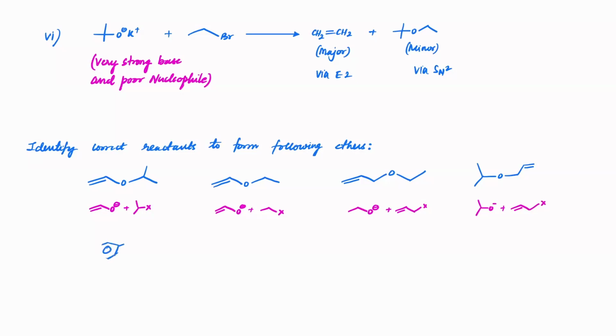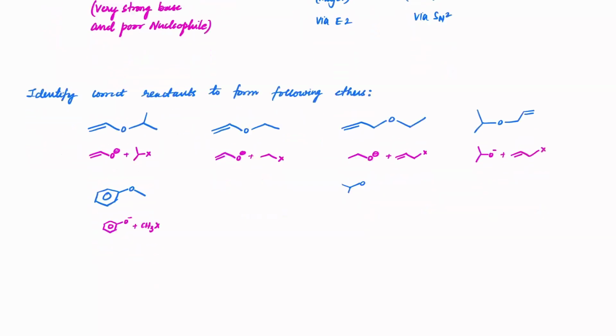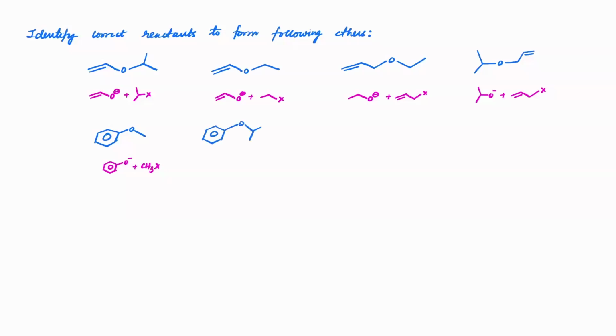Okay. Next reaction, if you have methyl phenyl ether, the best way to go is you take phenoxide and then attack on methyl halide. Okay. Next, if you have phenyl with isopropyl phenyl ether, so you can see phenoxide and isopropyl halide. Okay. Next, tert-butoxide and phenyl. This is not possible at all because neither of the combinations will give you SN2 reaction.